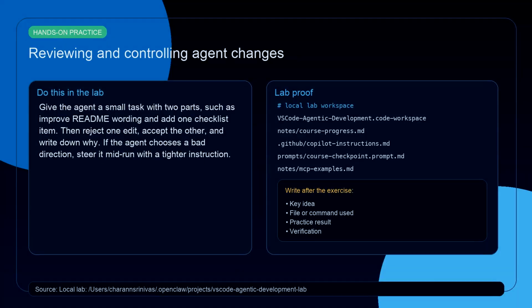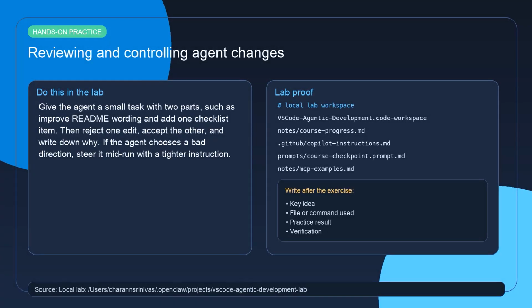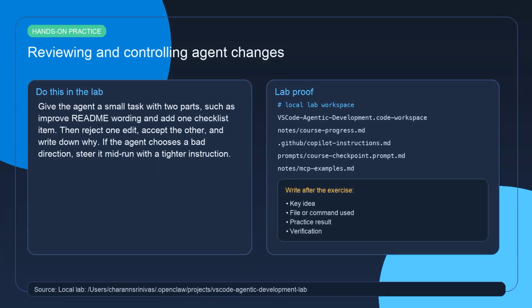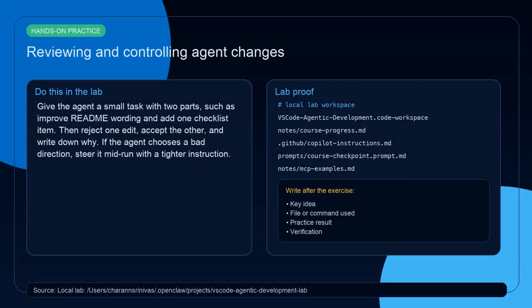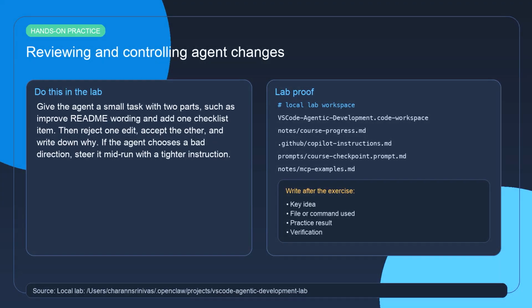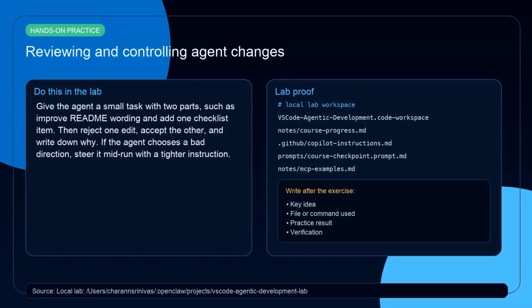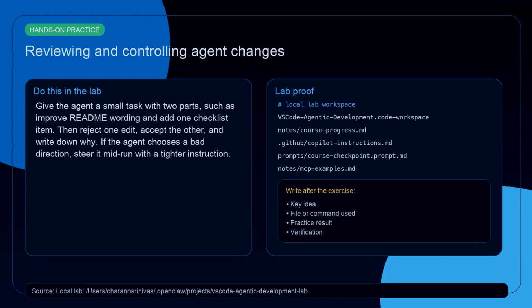Now make it practical. Give the agent a small task with 2 parts, such as improve README wording and add one checklist item. Then reject one edit, accept the other, and write down why. If the agent chooses a bad direction, steer it mid-run with a tighter instruction.